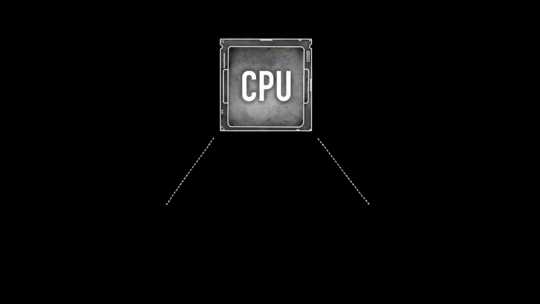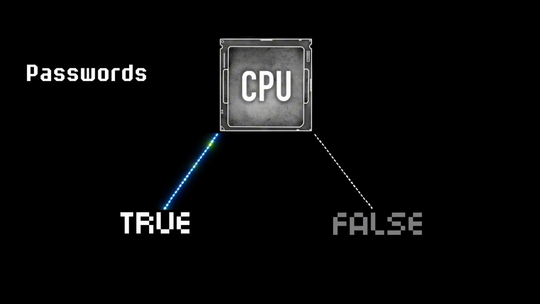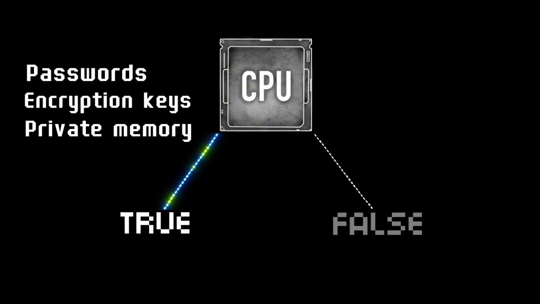Step 2. Training the CPU. Attackers can deliberately train the CPU to make the wrong decisions. They do this by running carefully crafted code over and over, teaching the CPU's branch predictor to expect a certain outcome. Over time, the CPU starts to assume that specific memory access is safe. So when the attacker finally triggers it, the processor speculates ahead, accessing data it should never be allowed to touch, like passwords, encryption keys, or private memory.